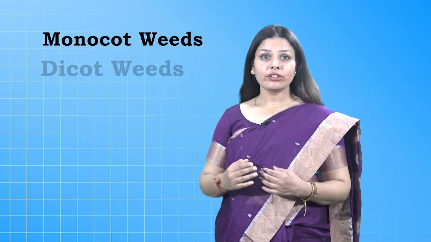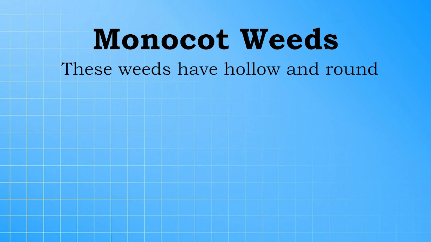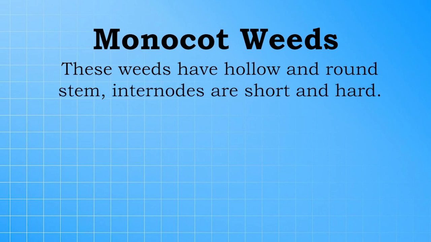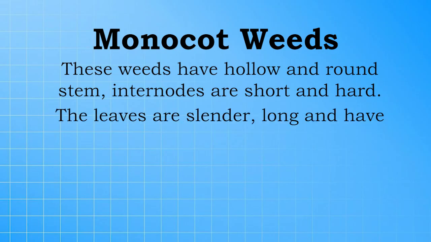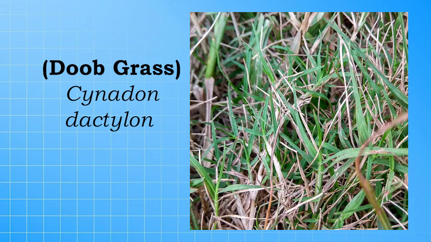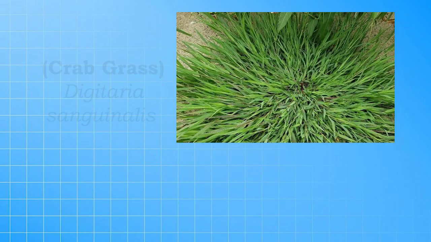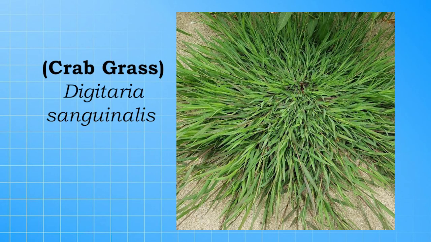Let us now understand the different types of weeds. Some common weeds are monocot weeds, dicot weeds, and sedges. Let us understand them one by one. First, monocot weeds. These weeds have a hollow and round stem. Internodes are short and hard. The leaves are slender, long, and have parallel veins. Some examples are the common grasses like dhoop grass, Cynodon dactylon, motha, Cyperus rotundus, and crabgrass, Digitaria sanguinalis. These belong to this group.